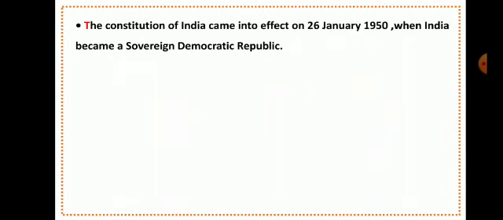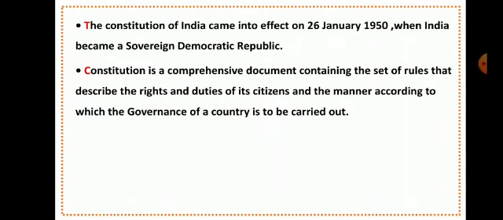So, what is Constitution? Constitution is a comprehensive document containing the set of rules that describe the rights and duties of its citizens and the manner according to which the governance of a country is to be carried out. Okay, so the constitution is a document where a set of rules describe the rights and duties of a citizen and how a government can carry its work.